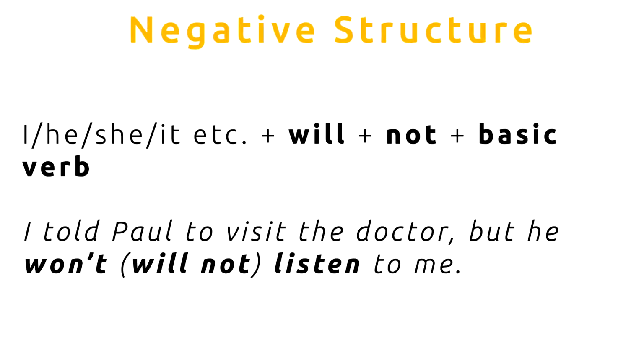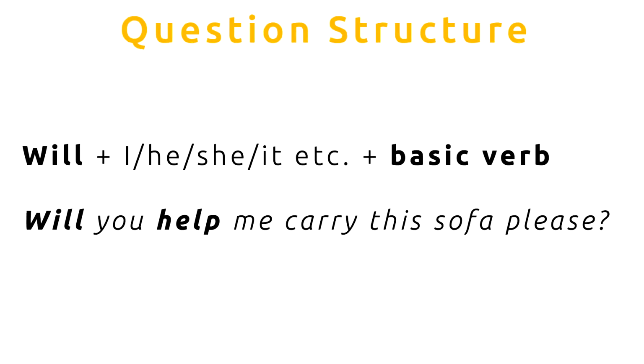And finally, here is the question structure. It's will plus I, he, she, it, etc. plus a basic verb. Will you help me carry this sofa, please? There we have it. That's will. So remember, it's a future tense, but it's different to going to.